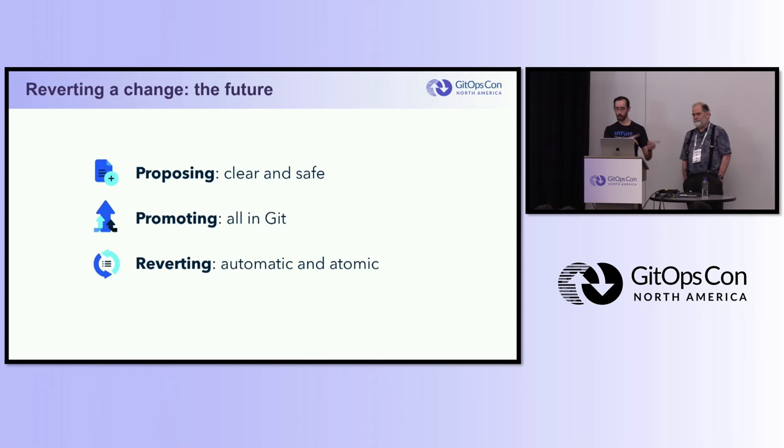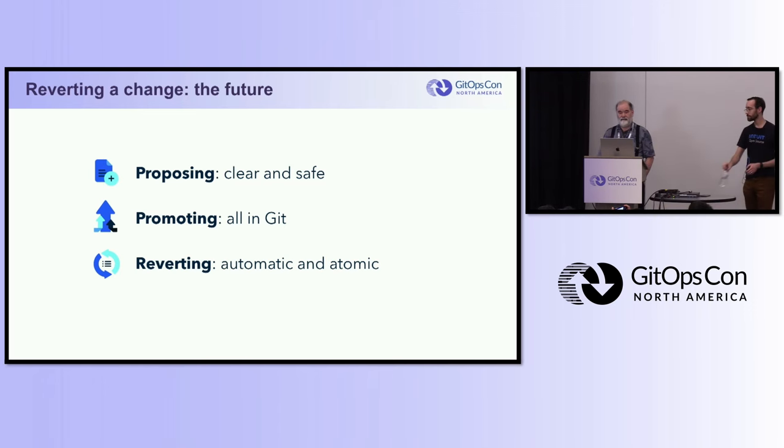So I'll pass it back to Omer. That's the full experience. Omer can sum it up for us. So proposing by using the Git interface is now clear and safe. The promotion is fully recorded in Git according to the GitOps standards, and reversions are automatic and atomic and recorded in Git.